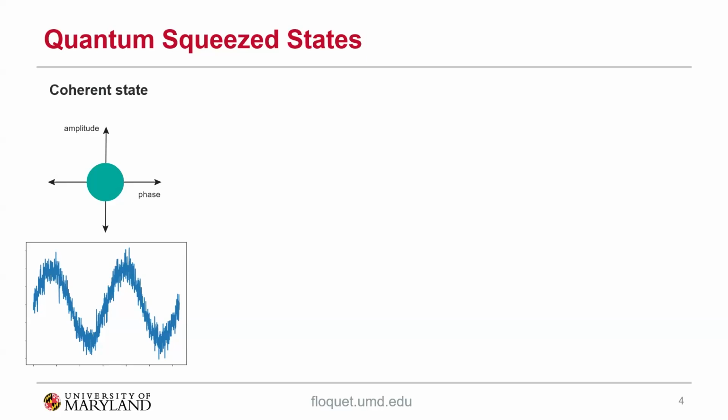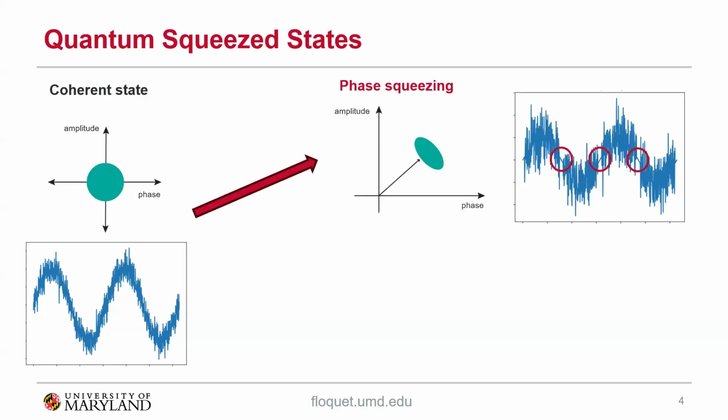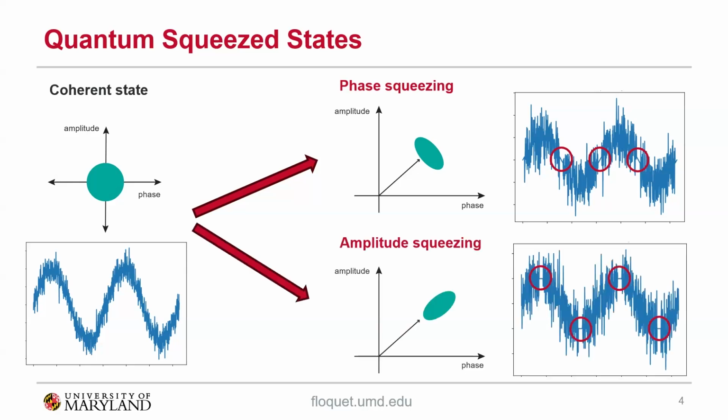Consider that in our signal, we do not care so much about amplitude, but we care about phase. So we can quite literally squeeze in phase by increasing the noise in the amplitude. This allows us to have a well-defined phase, but noisy amplitudes. But we don't care about amplitude, we care about phase. And we can do the other way around. We can have amplitude squeezing. This allows us to both study and reduce quantum noise.